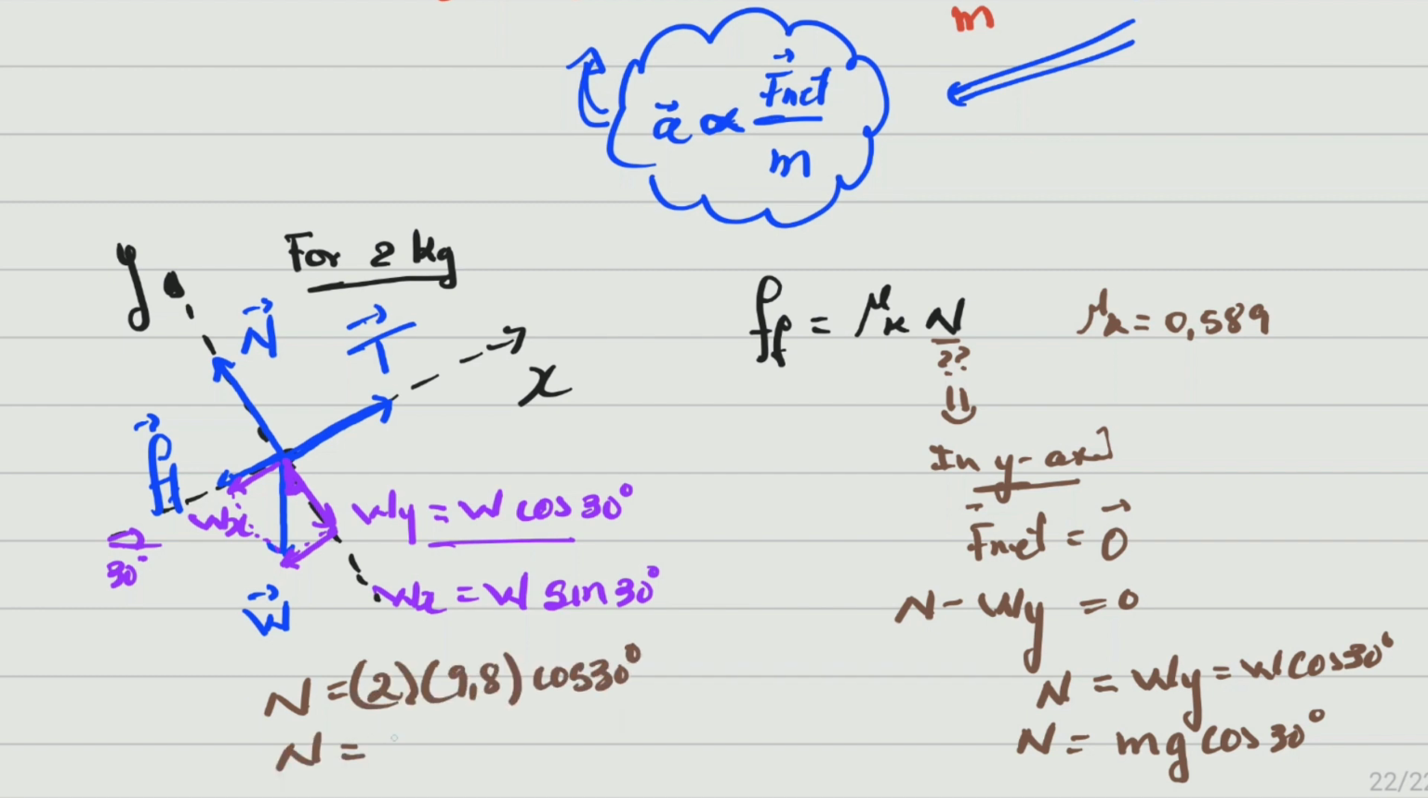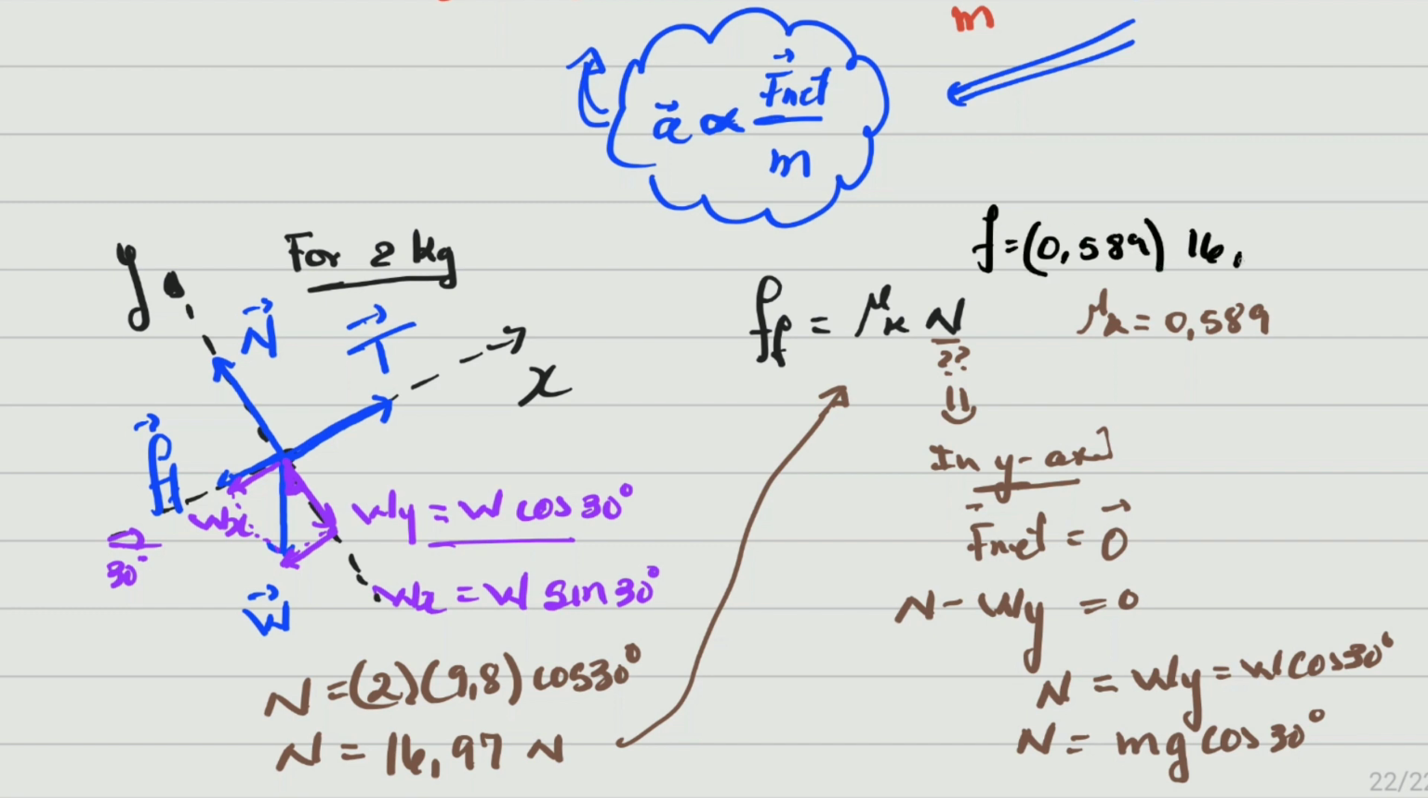Then the normal is 16.97 Newton. And then this one can be substituted there in the formula for frictional force. So when we substitute here for friction, we have that is equal to 0.589 multiplied by 16.97, and then the final answer for friction is going to be 10 Newton.